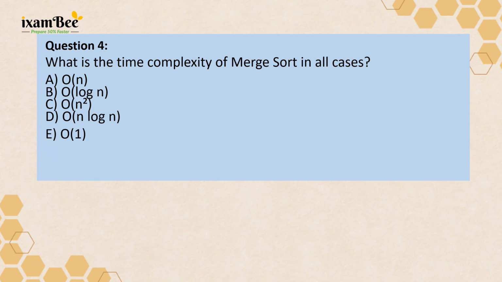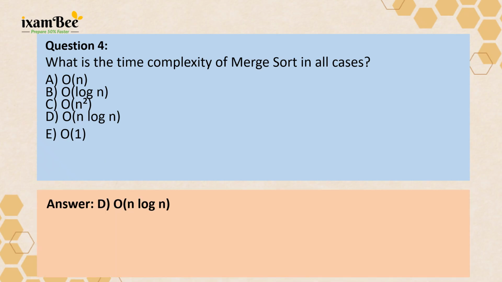Next you have, what is the time complexity of merge sort in all cases? And the answer to this question is of the order n log n. So the D option is the correct option here.